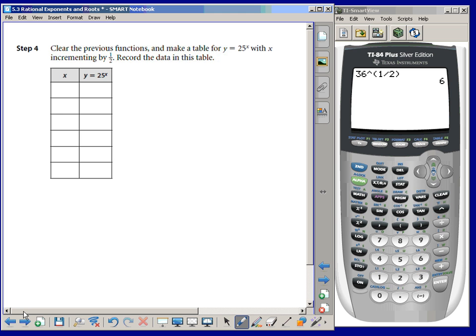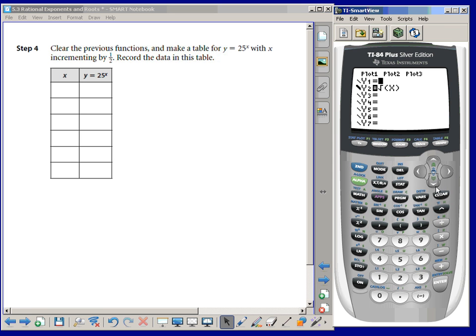Clear the previous functions and make a table for y equals 25 to the x power. I'm going to go to y equals and clear those out. And they want me to graph or take a look at 25 to the x. So now the exponent is the variable, 25 to the x power. And it says, let's let x go up by 1/2.